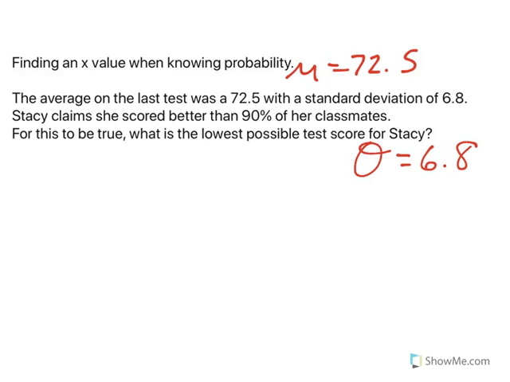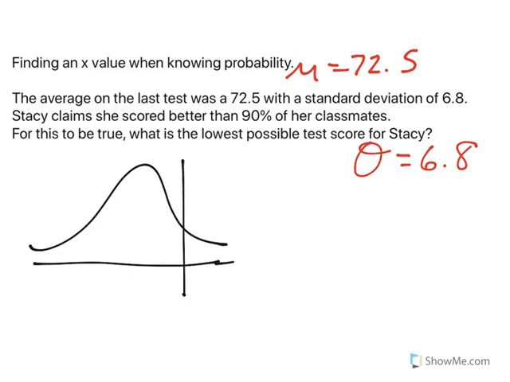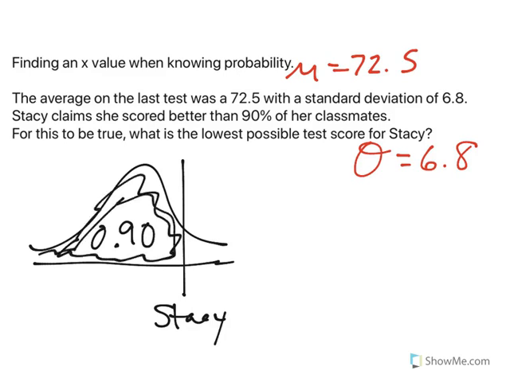Stacy claims she scored better than 90% of her classmates. So if I would draw my normal distribution curve, according to Stacy, if this is Stacy here, she scored better than 90%. So that means 90% of her classmates are over here. So for this to be true, what is the lowest possible test score for Stacy? So that's what we're trying to find. What is this x value?